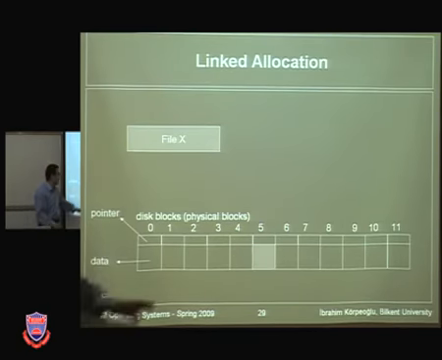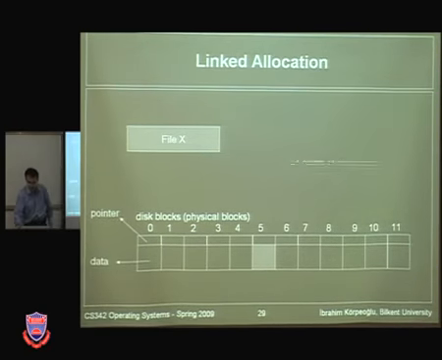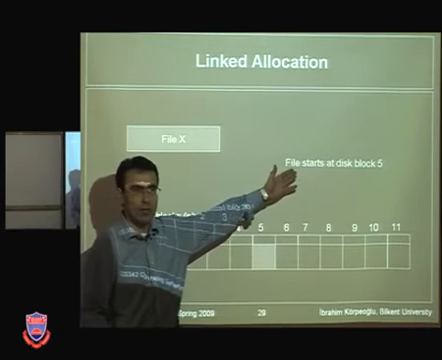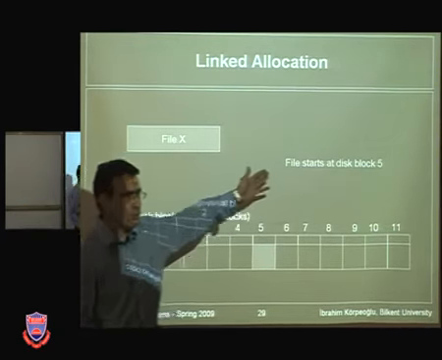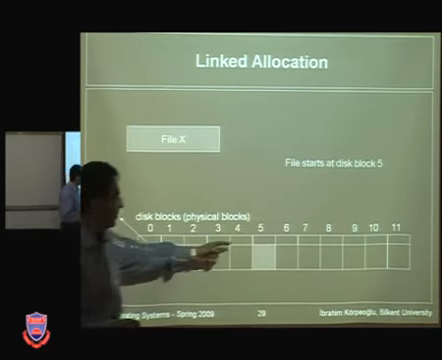So assume this block is allocated to the file. Okay, so the file starts at block 5. You keep this information somewhere as part of the FCB or as part of the directory entry corresponding to the file. Okay, so now this is the file. So you can write some data into this block.